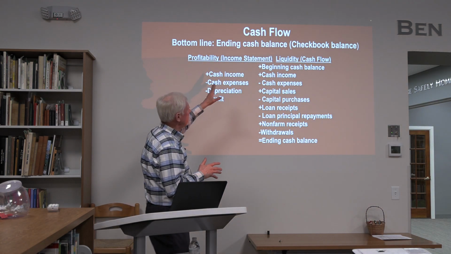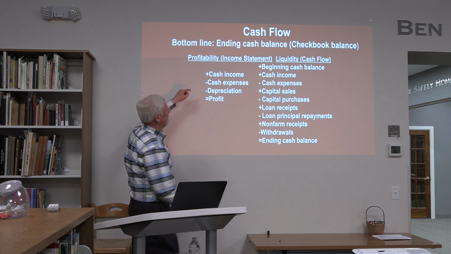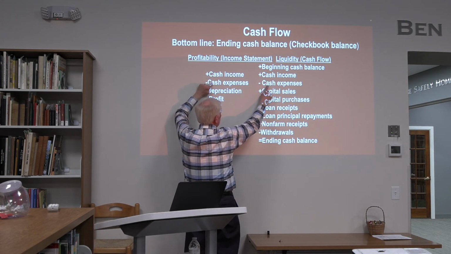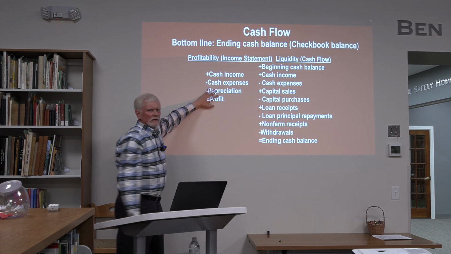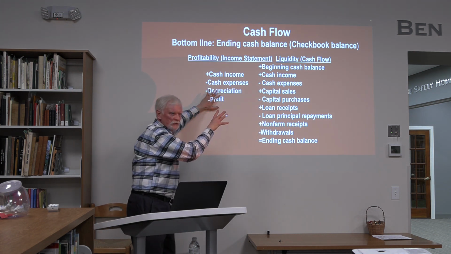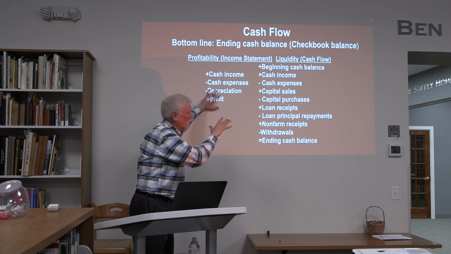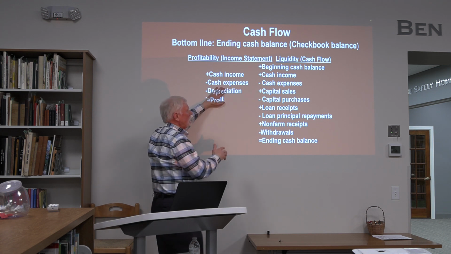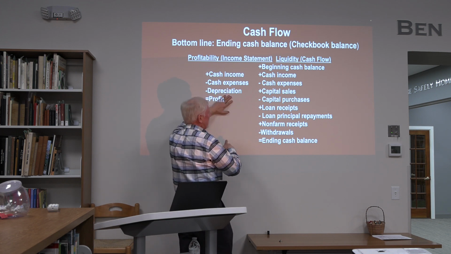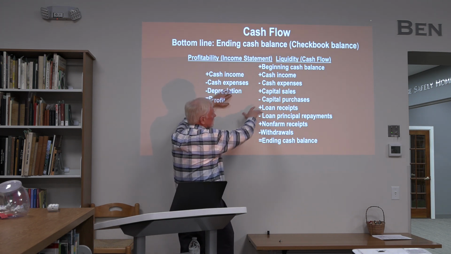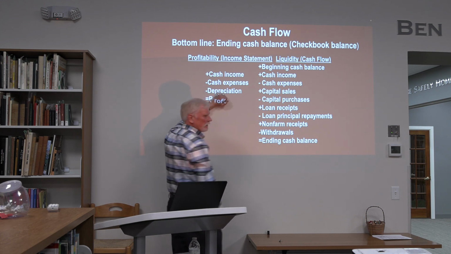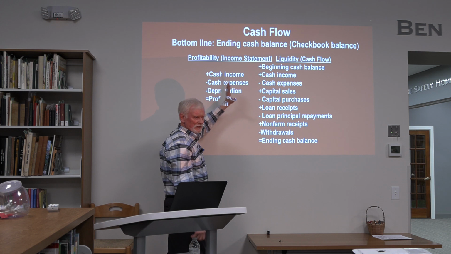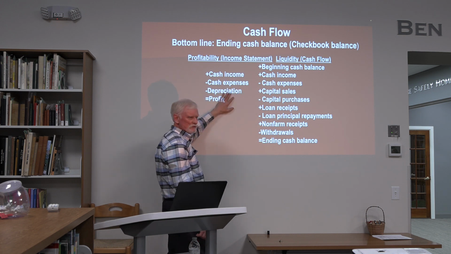Now, contrast income statement and cash flow. Cash income, cash expenses, depreciation. There's no depreciation on the cash flow because we don't write out a check for it. Instead of depreciation, we have capital purchases over here. Depreciation is spreading out that capital purchase over several years.